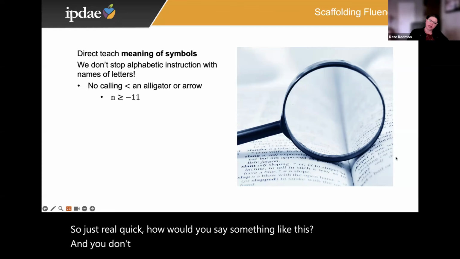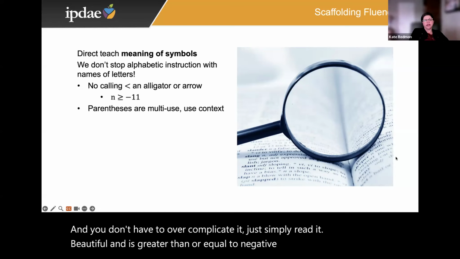And you don't have to overcomplicate it. Just simply read it. Beautiful. And it's greater than or equal to -11. Glorious. And then here, my big pet peeve.